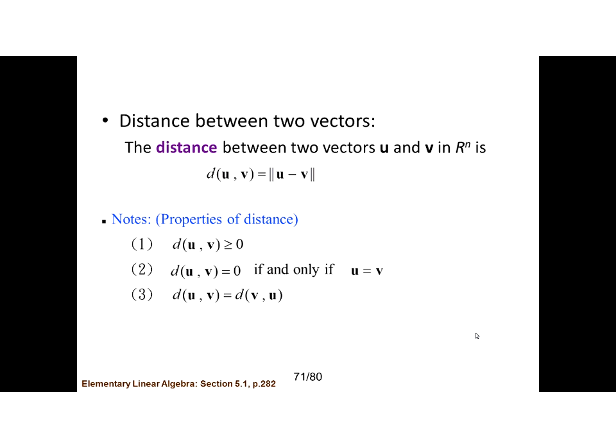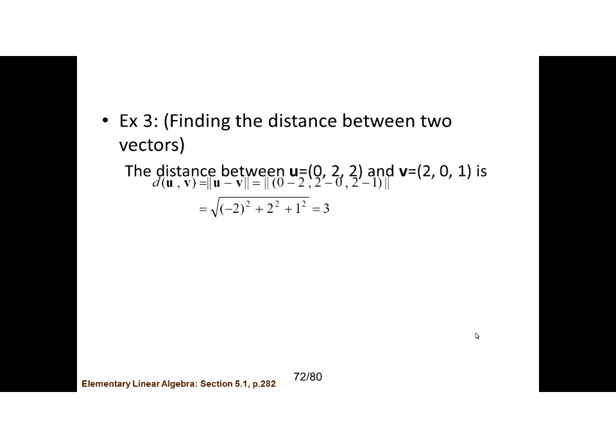Distance between two vectors. The distance between two vectors u and v in Rn is the norm of u minus v. Properties of distance: distance is always greater than or equal to 0, and distance is equal to 0 if and only if u is equal to v. Distance of uv is equal to distance of vu. So these are some properties of the distance.